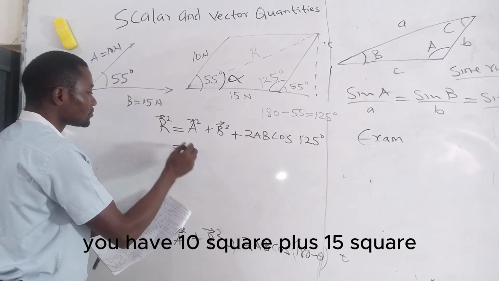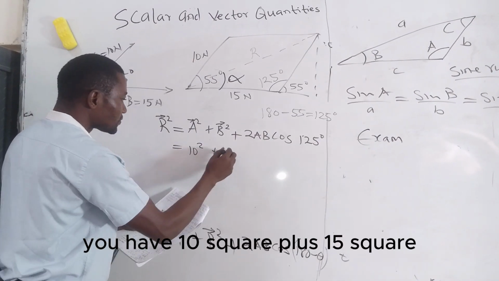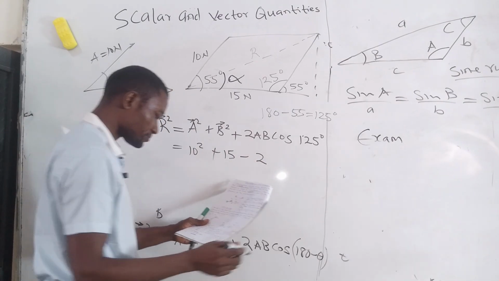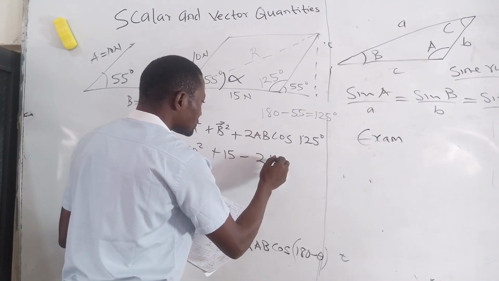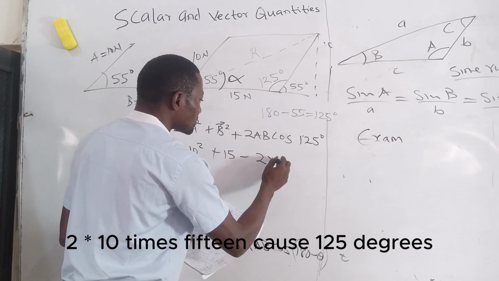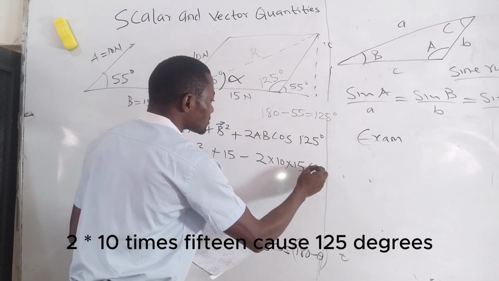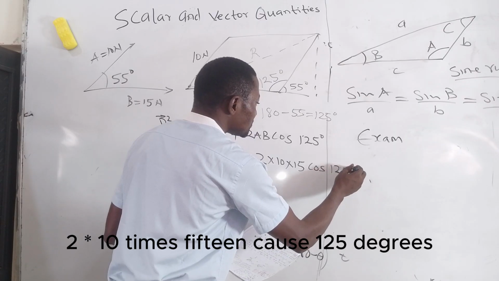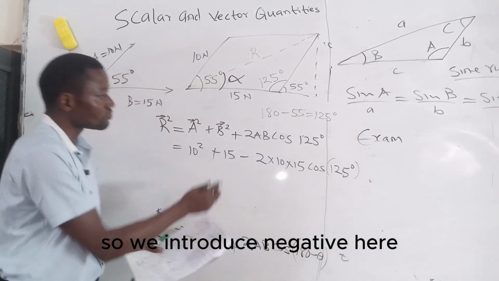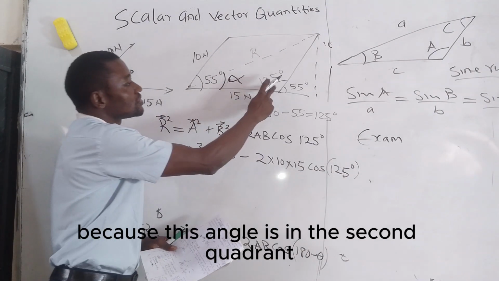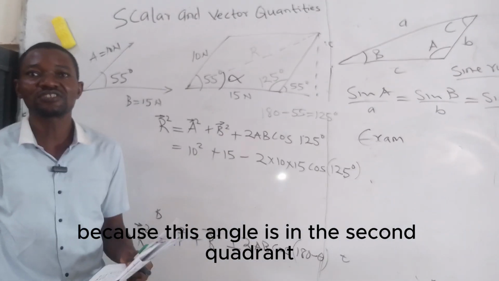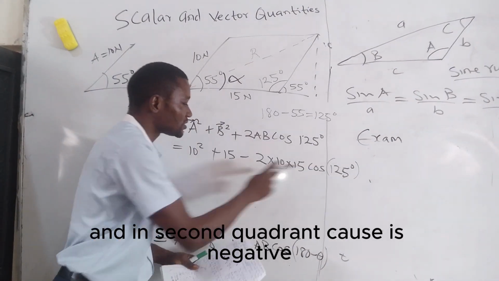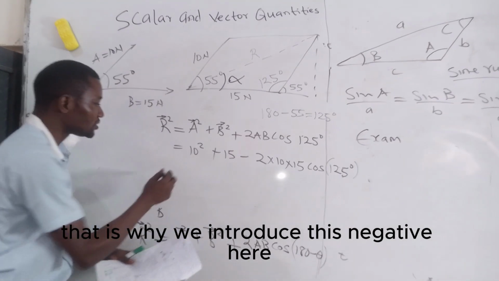You have 10 square plus 15 square minus 2 times 10 times 15 cos 125 degrees. So we introduce negative here because this angle is in the second quadrant. Are we together? And in the second quadrant, cos is negative. That is why we introduce this negative here.